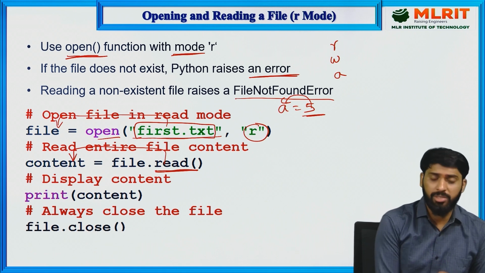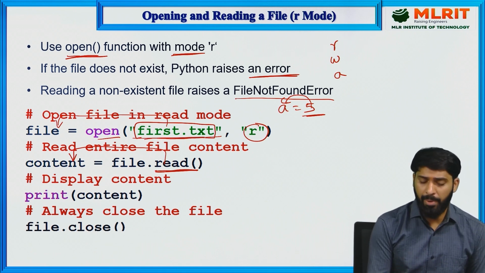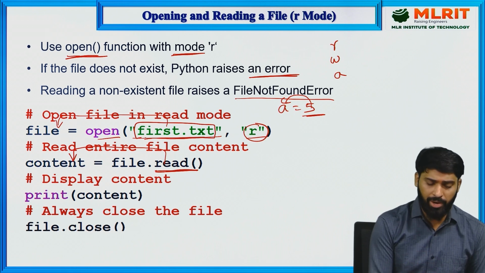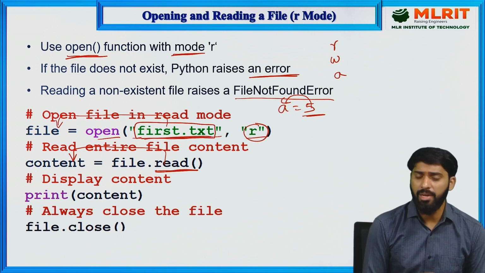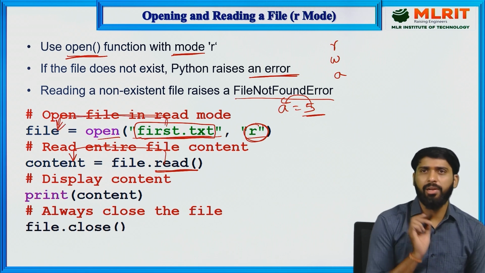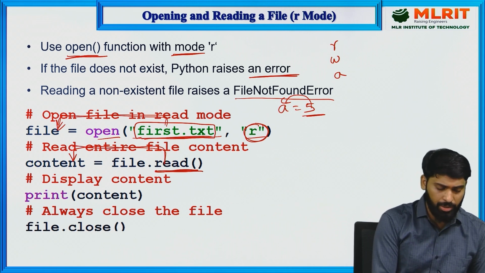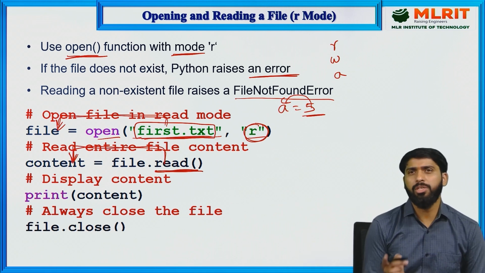Now, what is a file? File equals open, file name, comma, mode. In this case, the file name is first.txt and the mode is R. This is a file object assigned to the variable file. Now file.read, and the content is assigned to the content variable. Now I want to display the content.